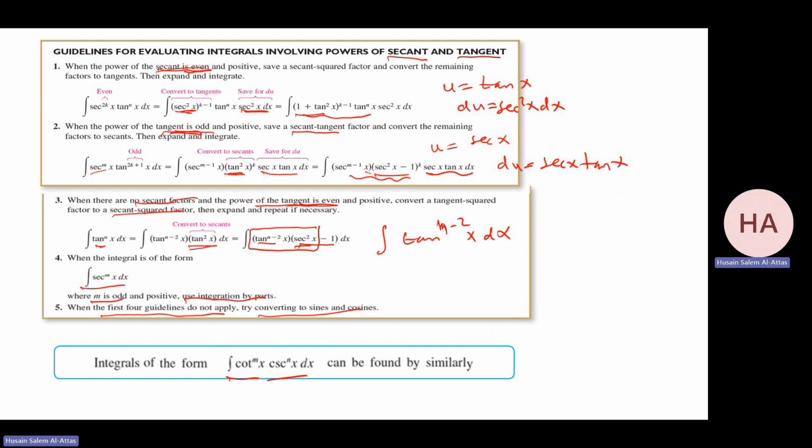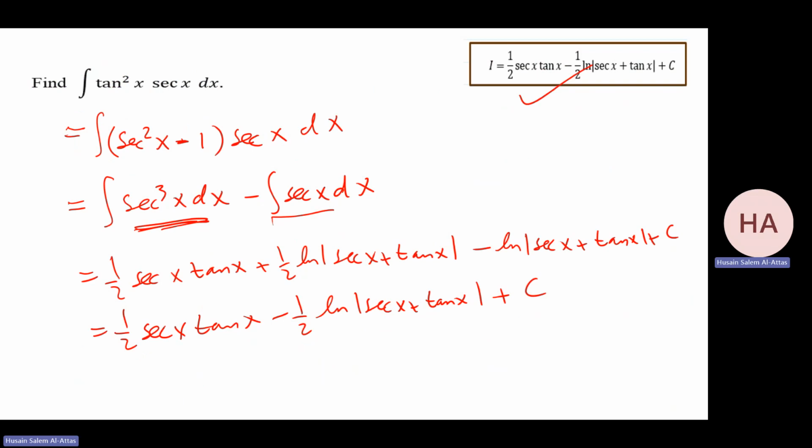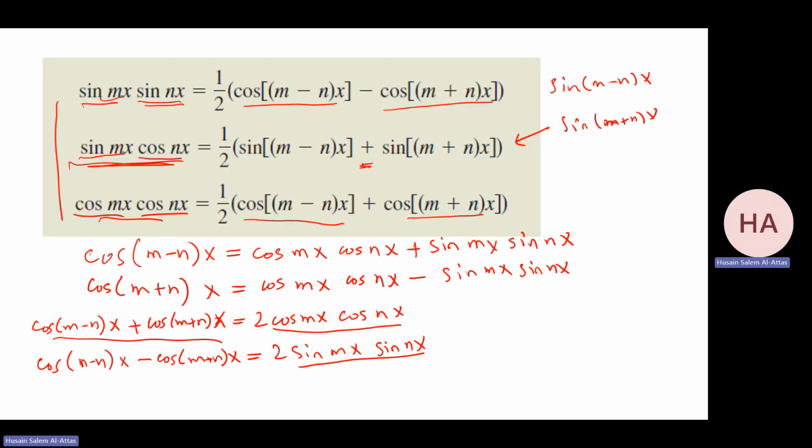Then powers of secant and tangent. By the way, if we have powers of cotangent and cosecant, it will be the same idea. If the power of secant is even, there is a way. If the power of tangent is odd, then we can do something. If there is no secant and the power of tangent is even, there is a way. What to do, and then we have the third thing.